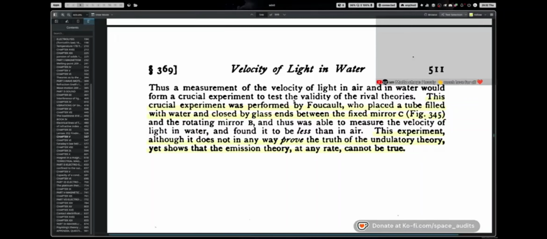This crucial experiment was performed by Foucault, who placed a tube filled with water, enclosed by glass ends, between the fixed mirror C in figure 345 and the rotating mirror B, and thus was able to measure the velocity of light and found it to be less than in air. This experiment, although it does not in any way prove the truth of the undulatory theory, yet shows that the emission theory at any rate cannot be true.